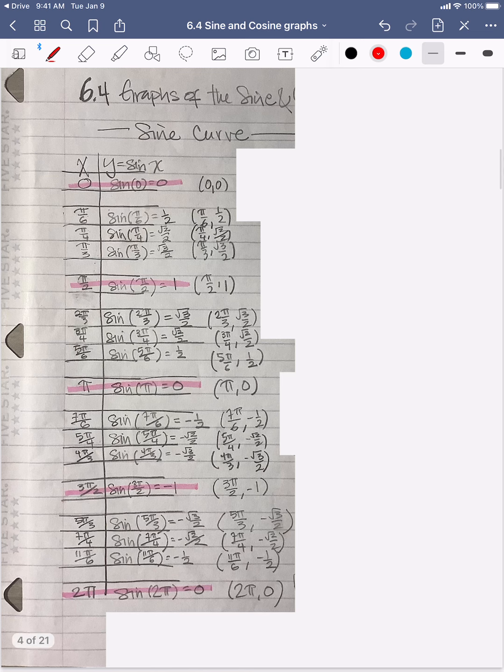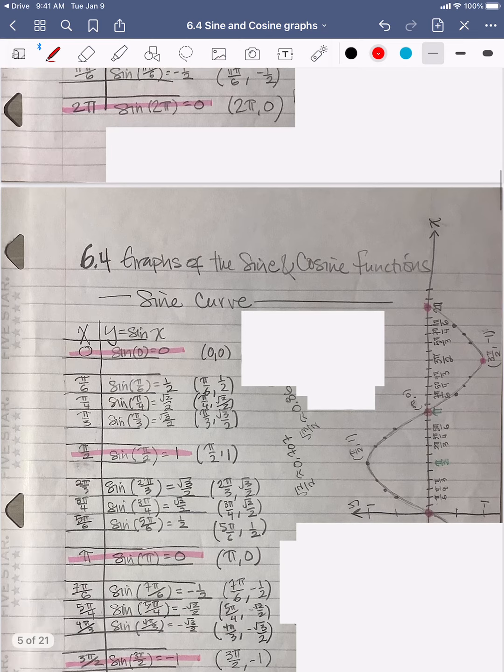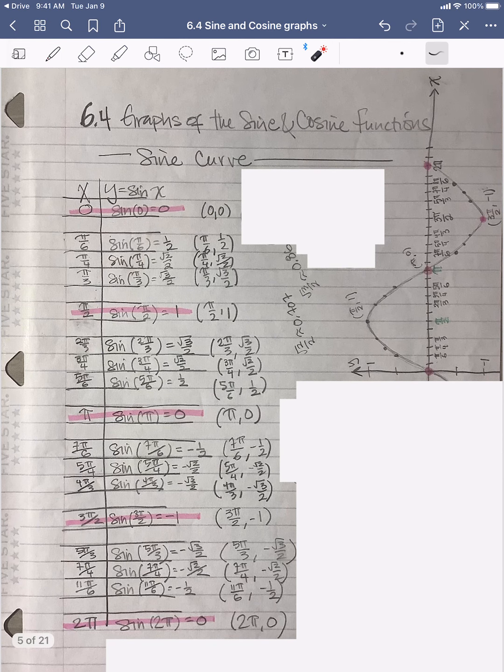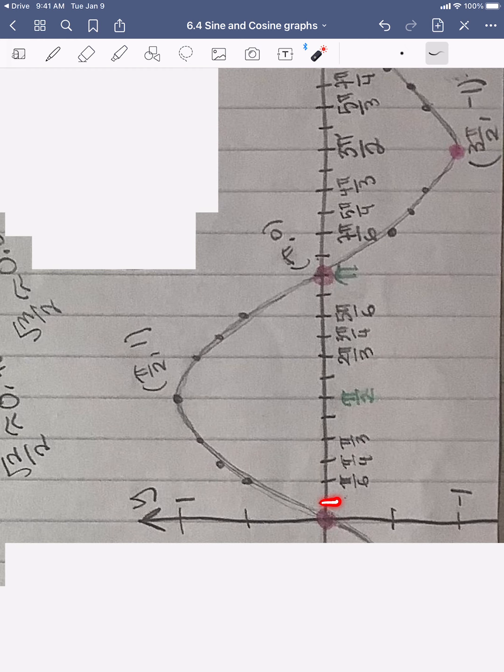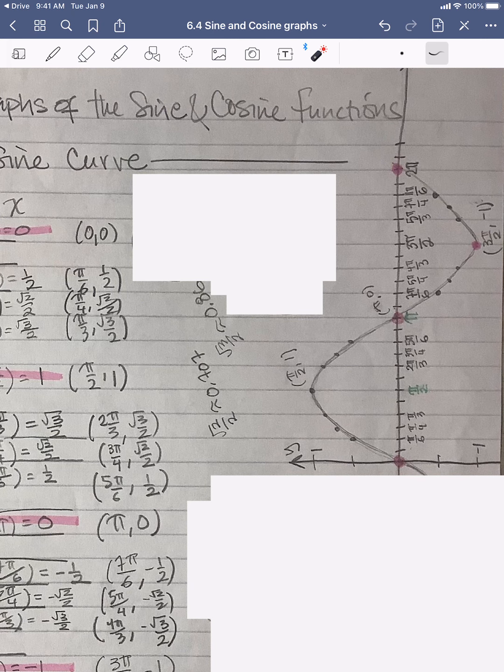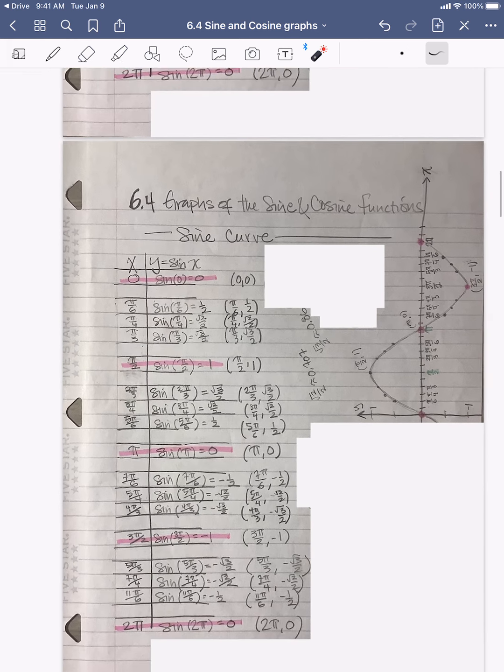Then I had you turn your paper sideways and we plotted our points. Here you can see the pi over 12s. They don't get marked, but to keep the increments all equally spaced out, they are the marks on the x-axis. The only ones that I want to include when I show my transformations are the ones that give me a 0, 1, or -1. Those are the guys that are highlighted in pink.